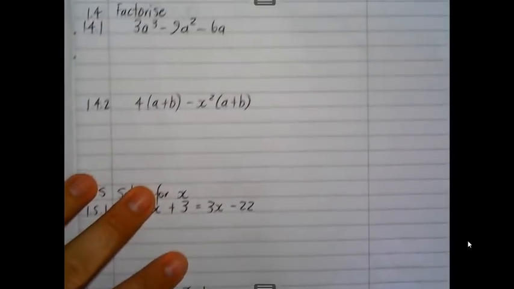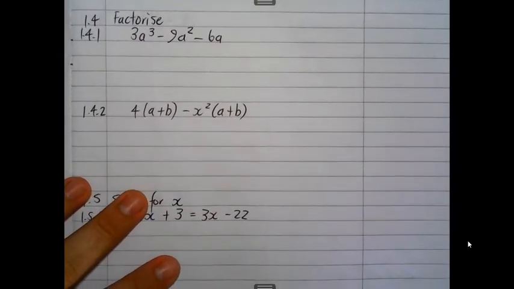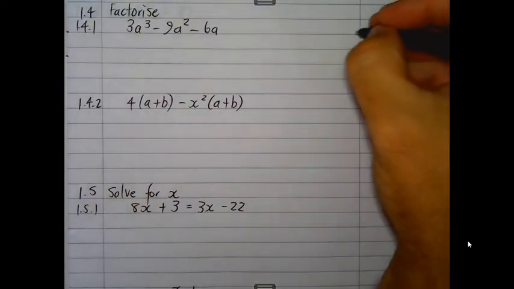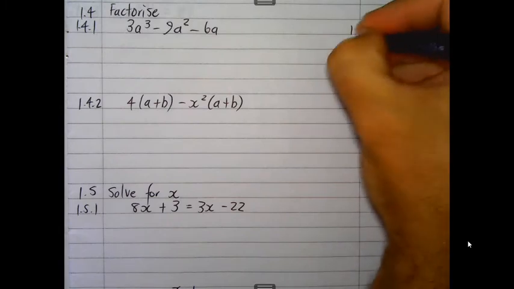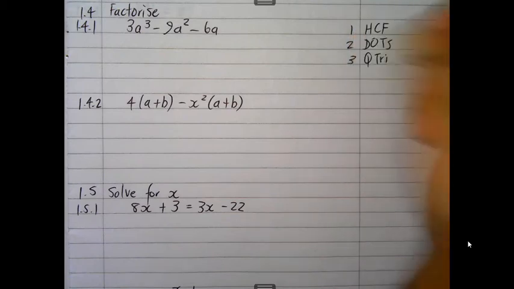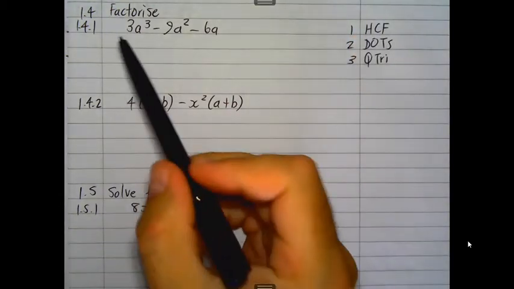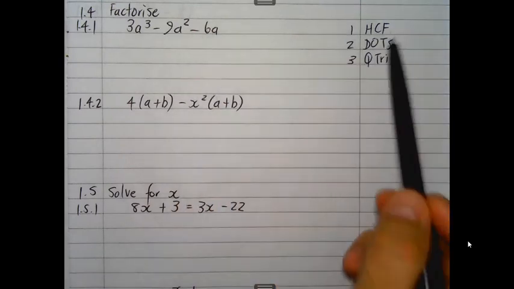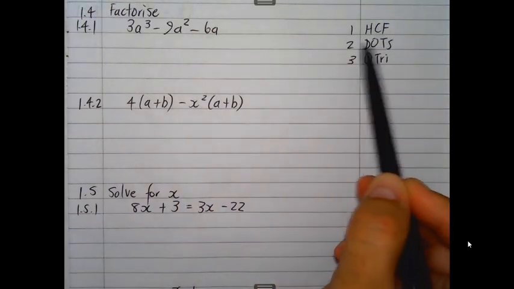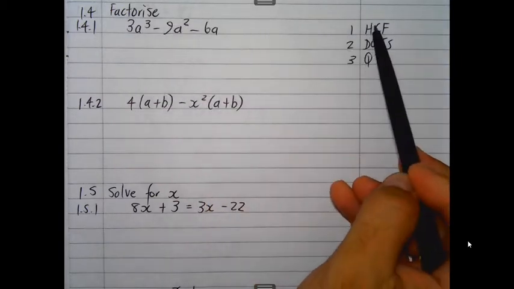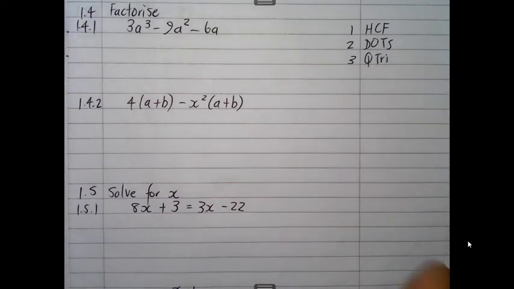And here is where I mentioned factorizing is going to come into play. Right. What were those three types of factorizing? Can you recall? Highest common factor, difference of two squares, and quadratic trinomial. Right. So now, in 1.4.1, 1, 2, 3 terms. So straight away, difference of two squares, I'm going to rule that one out. What method can I use? Highest common factor or quadratic trinomial? And the answer is highest common factor.